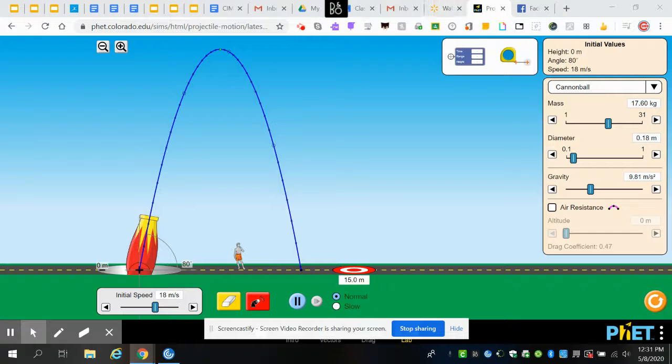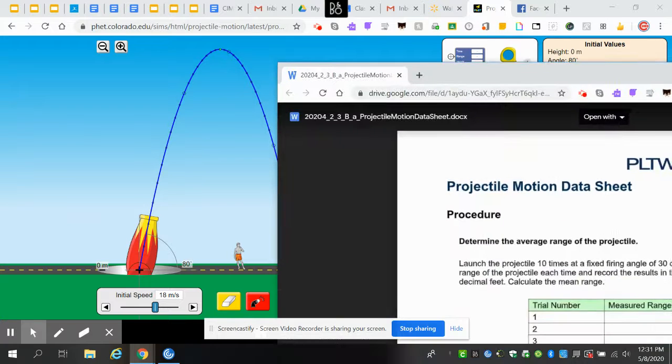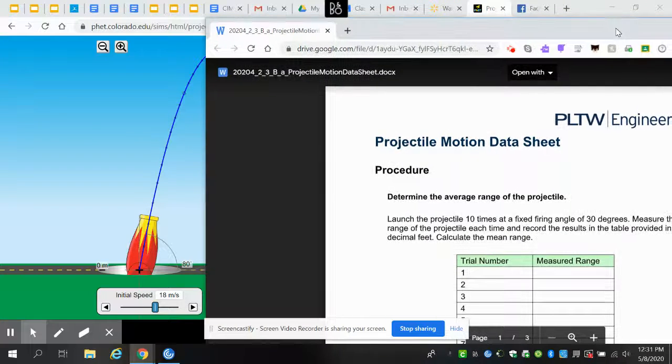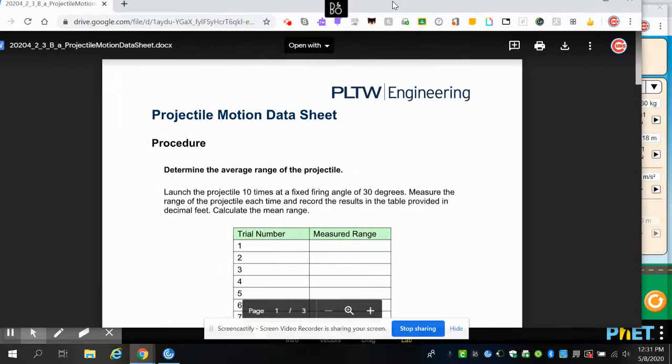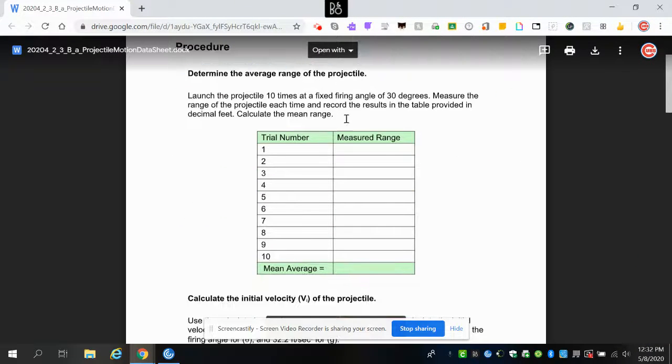So basically, whether you picked the online simulator or you built your project at home, I'm going to try to double screen this. You're going to be filling out this data sheet. The first thing you're going to do is launch the projectile 10 times at a fixed 30-degree angle. Here's the data sheet that you have taped in, and you'll measure that range.